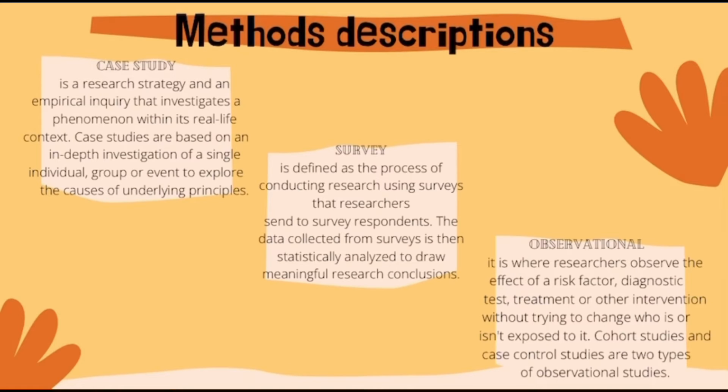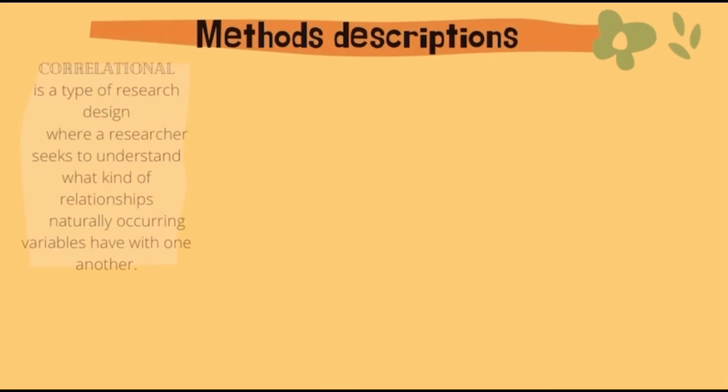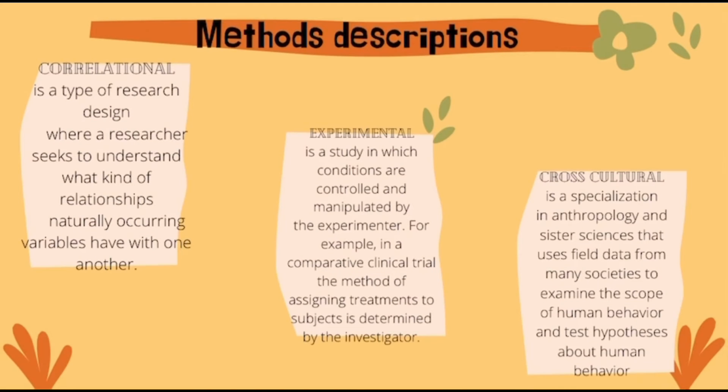Observational research is where researchers observe the effect of a risk factor, diagnostic test, treatment, or other intervention without trying to change who is or isn't exposed to it. Cohort studies and case control studies are two types of observational studies. Correlational is a type of research design where a researcher seeks to understand what kind of relationships naturally occurring variables have with one another.